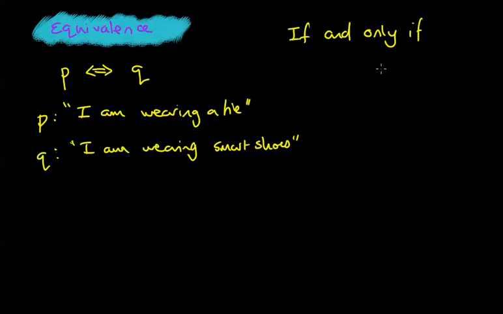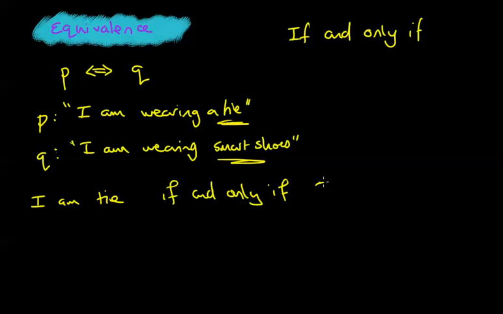Now, a better rule for the club, if you want to ensure that people are wearing a tie and smart shoes, is to use an equivalence instead. Okay. Now, how I'd write P and this symbol and Q would be like this. I am wearing a tie. Let me just shorten it to that. If and only if I am wearing smart shoes.